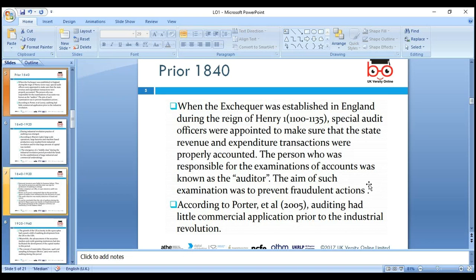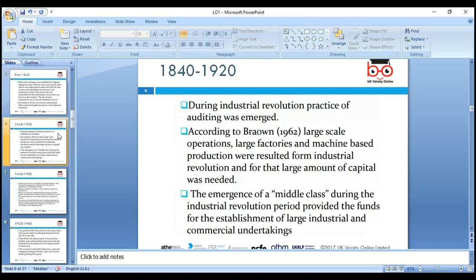According to the portal, auditing had little commercial application prior to the industrial revolution. After the industrial revolution, when industry was really set up, the role of audit significantly increased. Think about you being a shareholder investing money in a company. You want to make sure that what you invest, you get a fair share in the shape of return. Because someone else is looking after your money, there is stewardship. The shareholders are the owners of the business, and the directors really look after the business.